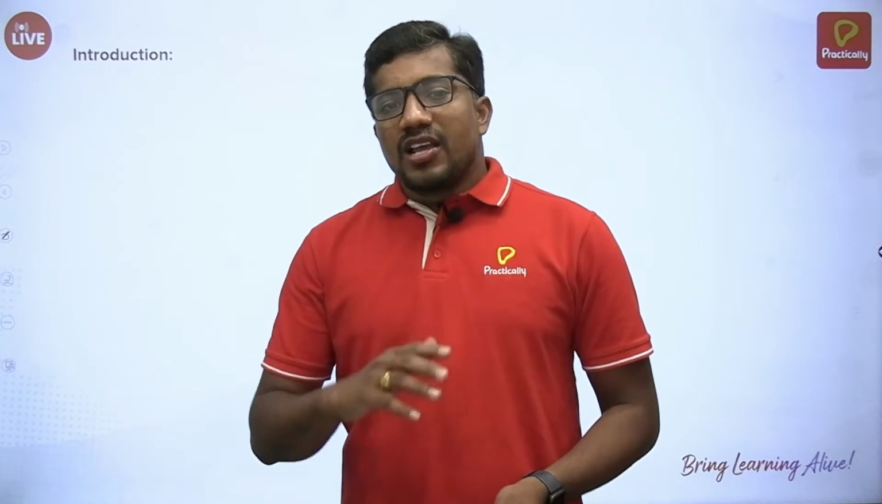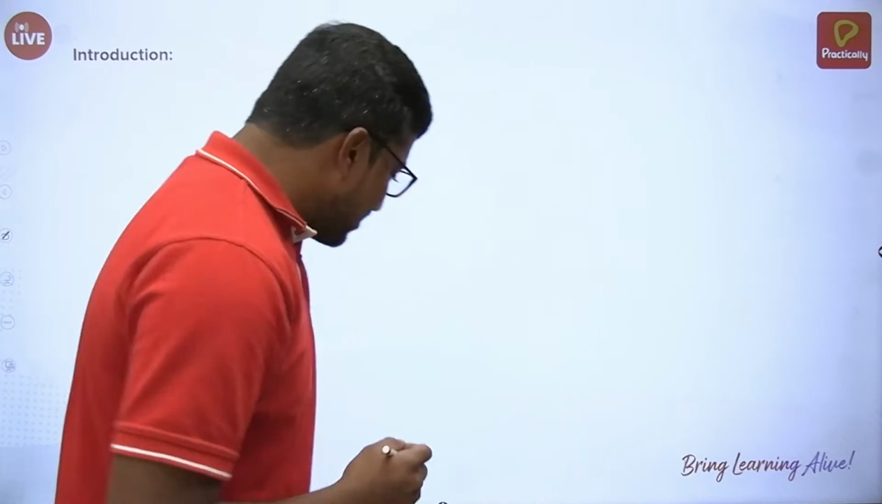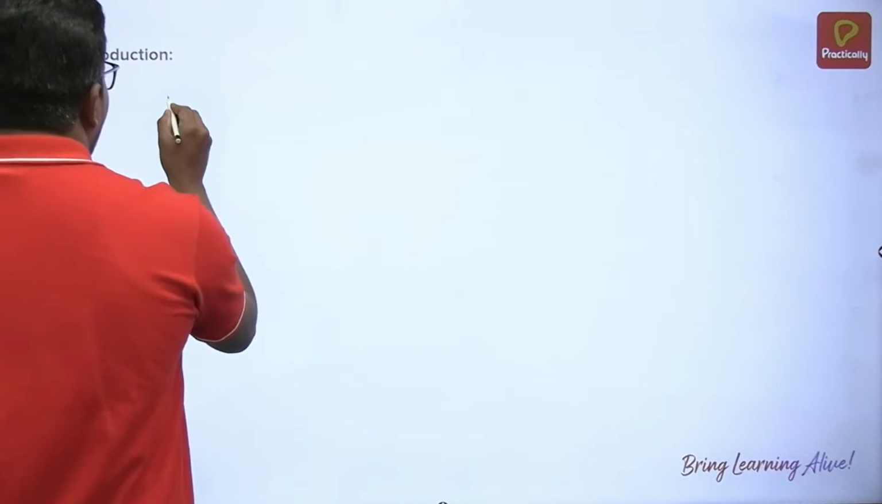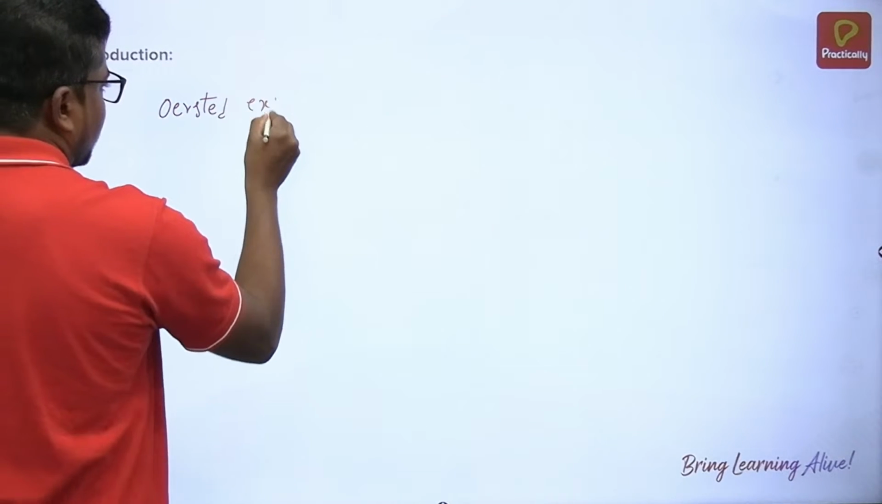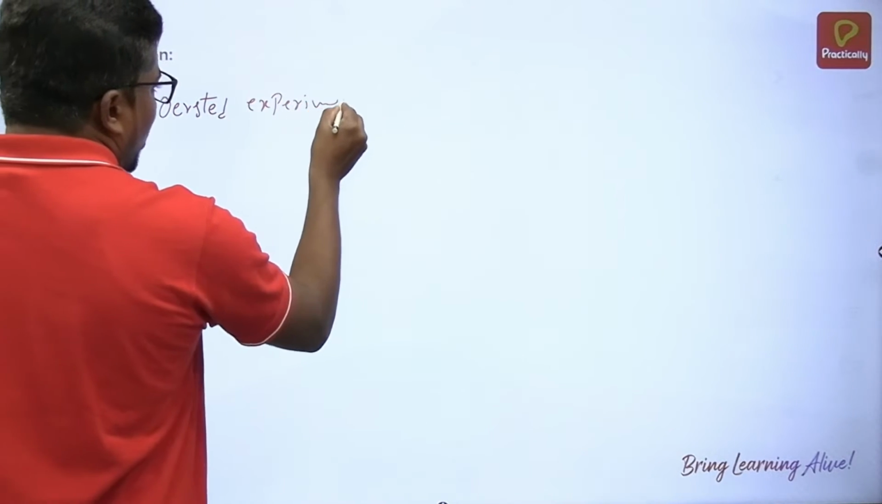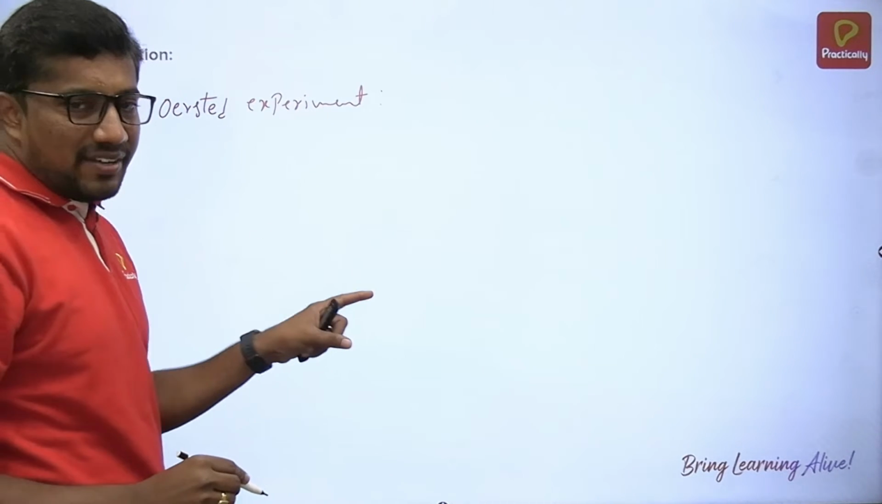Introduction. In Oersted's experiment, we have learned that when electric current flows through the conductor, a magnetic field is developed surrounding the conductor. That's the beginning experimental analysis of Oersted's experiment. So what we have learned: when electric current flows, a magnetic field is developed.